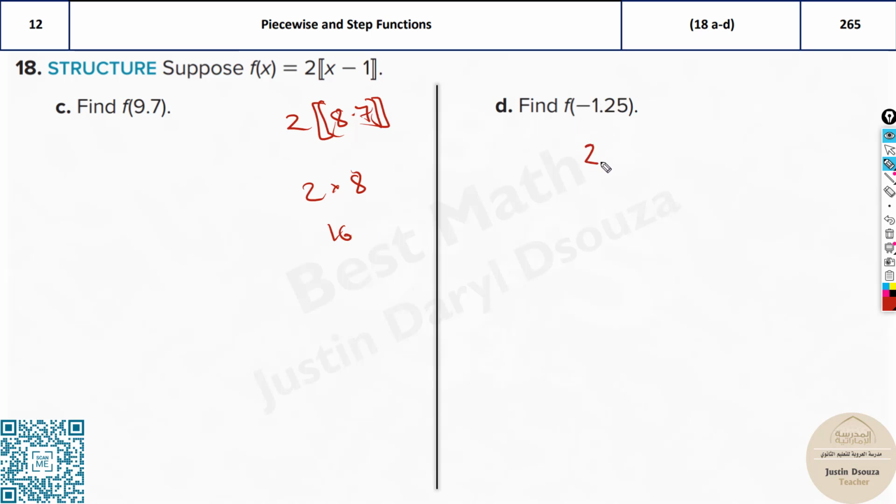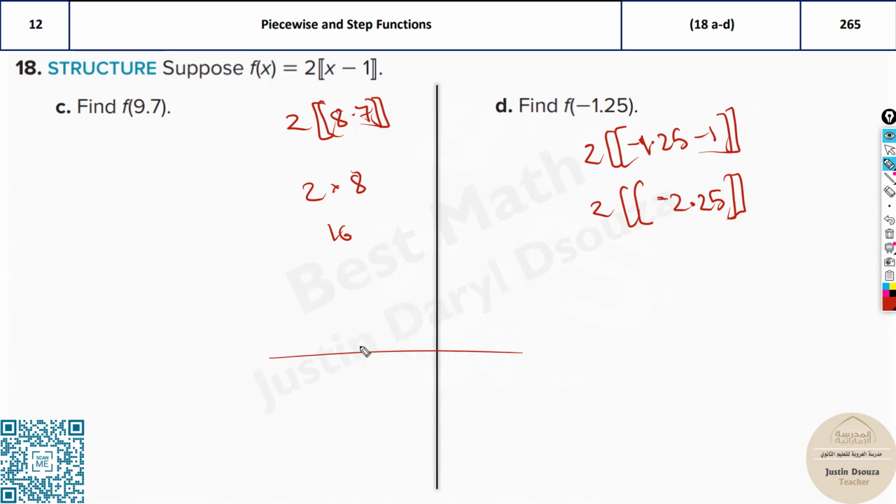Again, the same thing. 2 times, now I'll write it as minus 1.25 minus 1. Now what is negative 1.25 minus 1? It's going to be minus 2.25. So now don't think it's minus 2. Why? Because on the number line, minus 2 is over here and minus 3 is before it. So minus 2.25 is here, right? It goes to minus 3. Whereas what about this one? It's 8.7 here. It goes to the previous whole number, that is 8, isn't it?